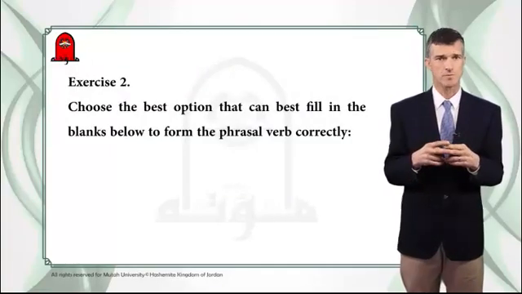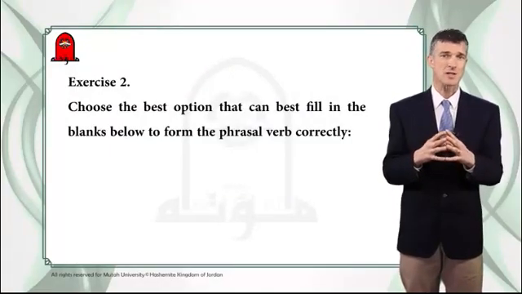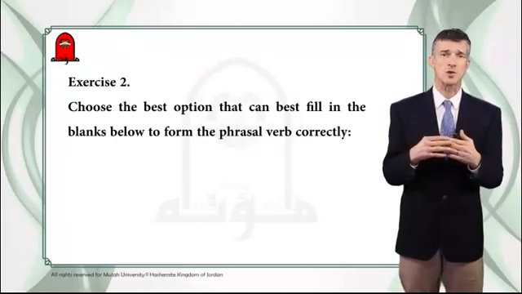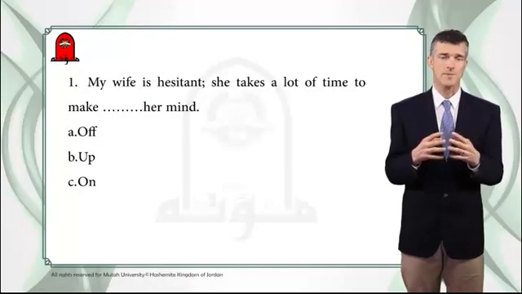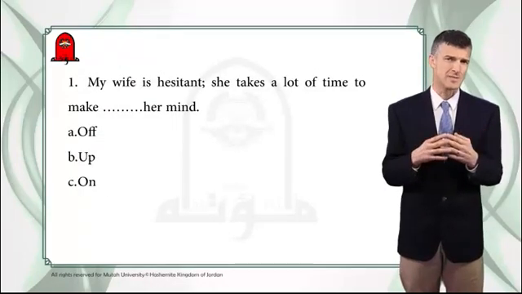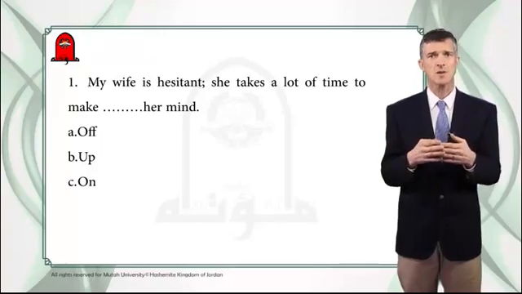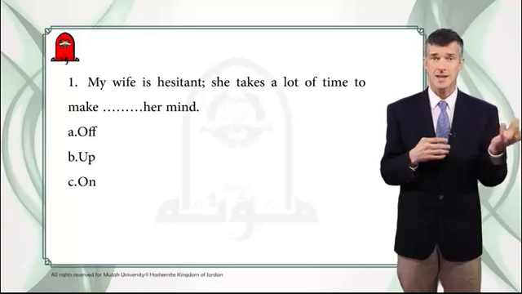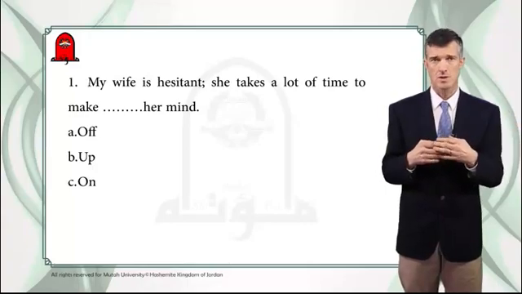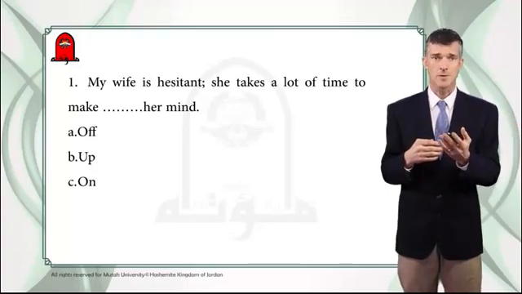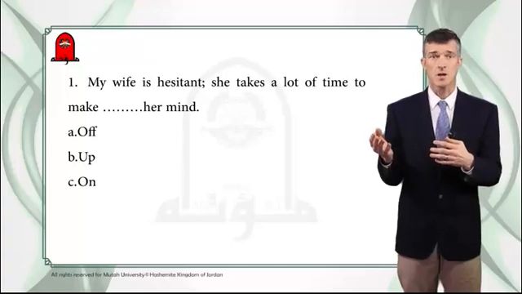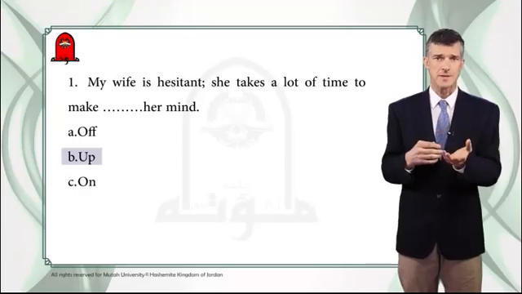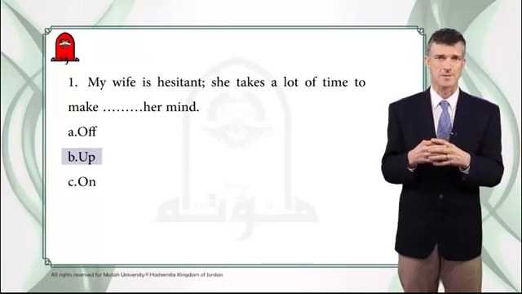Exercise 2. Choose the best option to fill in the blanks below to form the phrasal verb correctly. 1. My wife is hesitant. She takes a lot of time to make blank her mind. Is it A, off, B, up, or C, on? The answer is B, make up her mind.